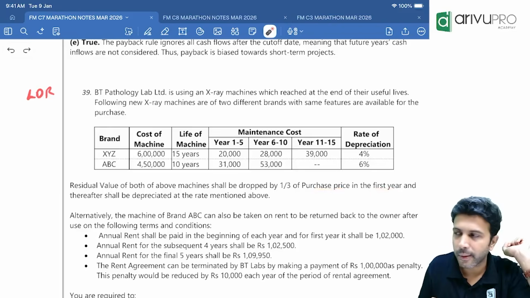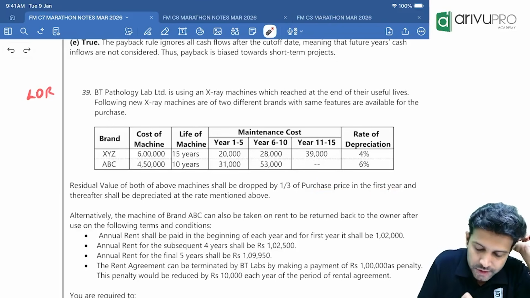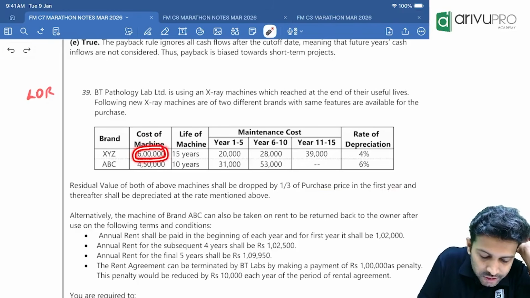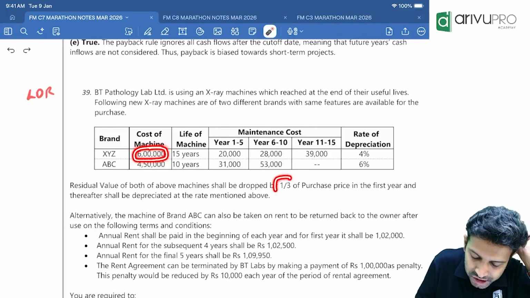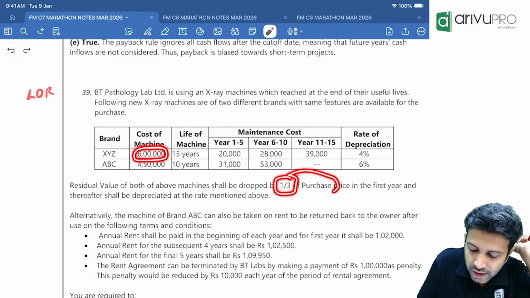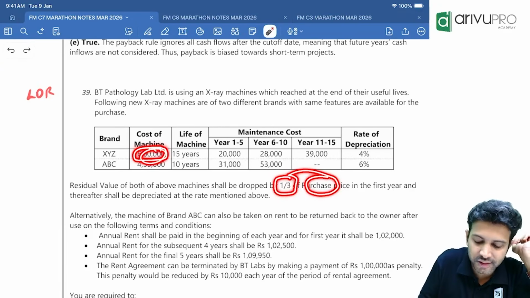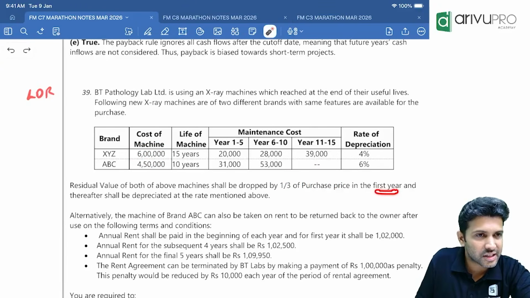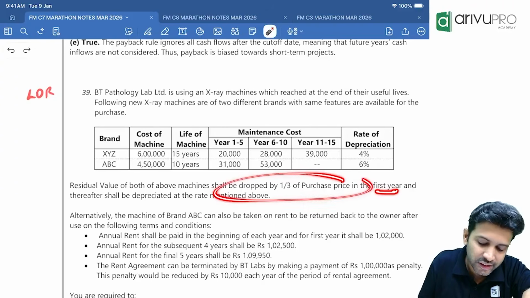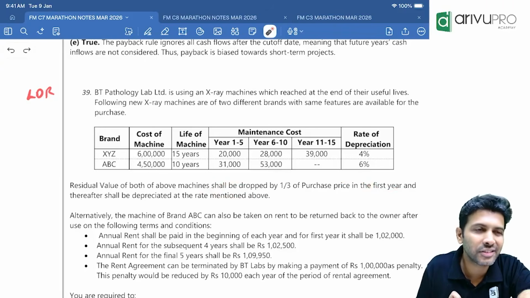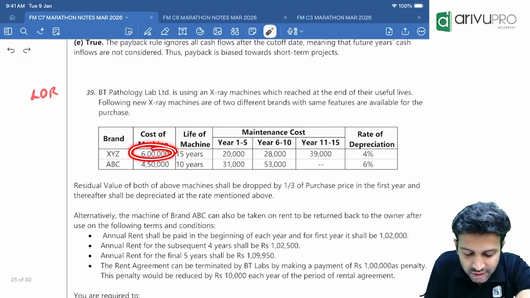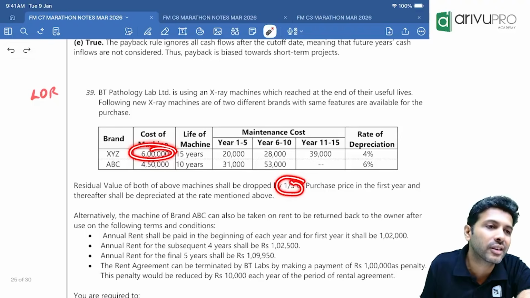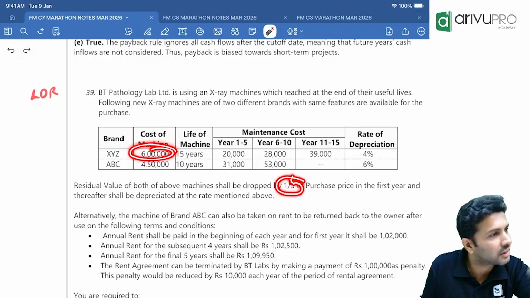Take your calculator. First for XYZ. What is the purchase cost of the asset? 6 lakh. How much it shall be dropped? They are saying 1/3 of the purchase price. Purchase price is 6 lakh. 6 lakh ka 1/3 is how much? 2 lakh. Which year? First year. When they use this sentence, what they mean is depreciation for first year is 1/3 of the purchase price of 6 lakh. That's what they are trying to say over here.